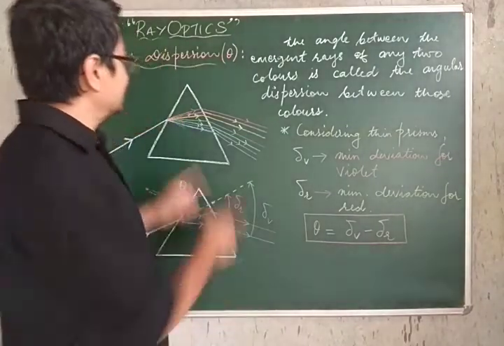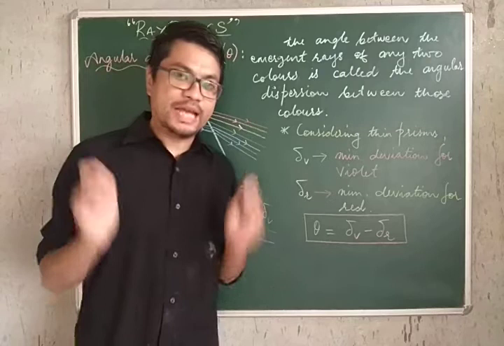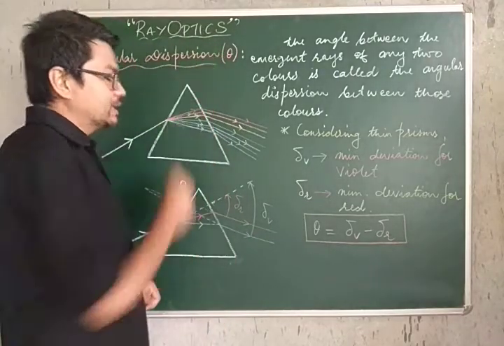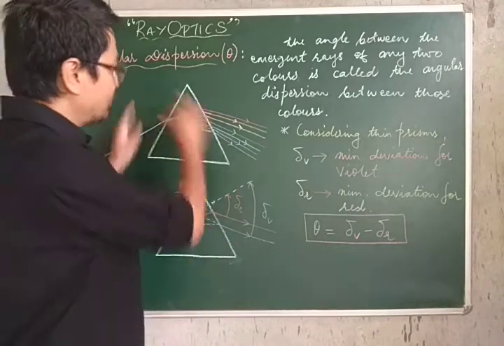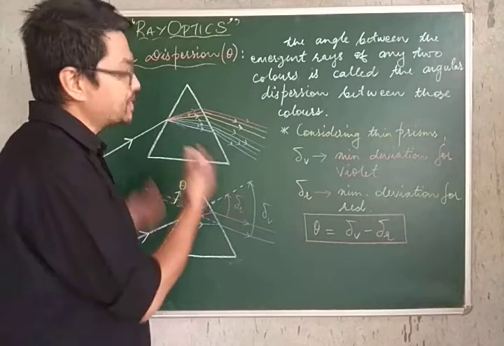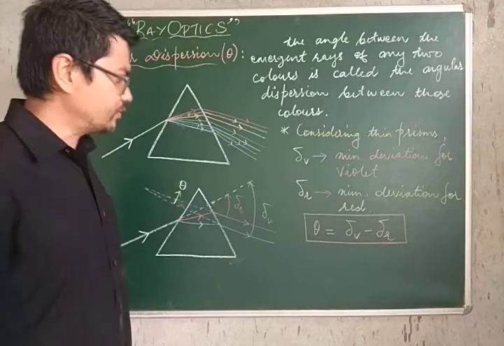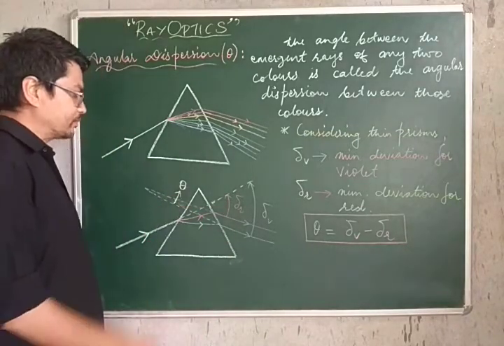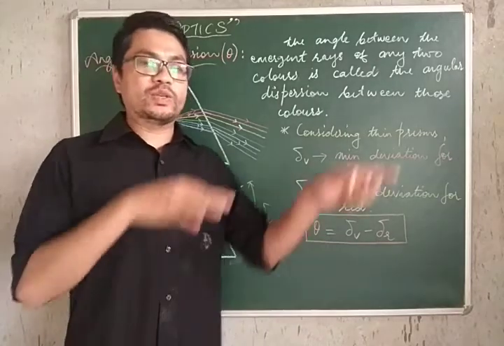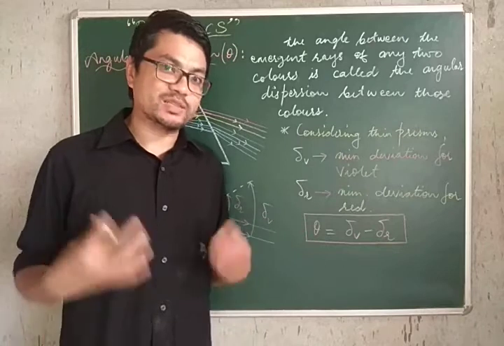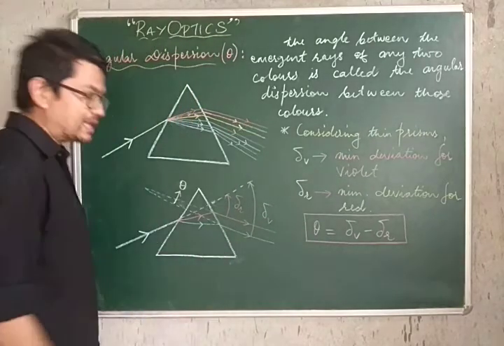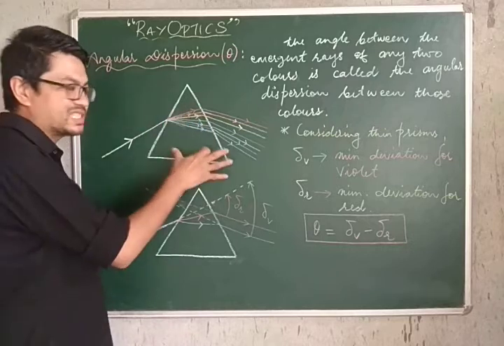So let us now talk about something called angular dispersion. Angular dispersion is denoted by theta. But before we jump into angular dispersion, let us talk about something called dispersion of light. What is the phenomenon of dispersion of light? The splitting up of white light into its 7 constituent colors when it is passed through a prism is what is called the dispersion of light, which I have tried to depict in this picture over here.